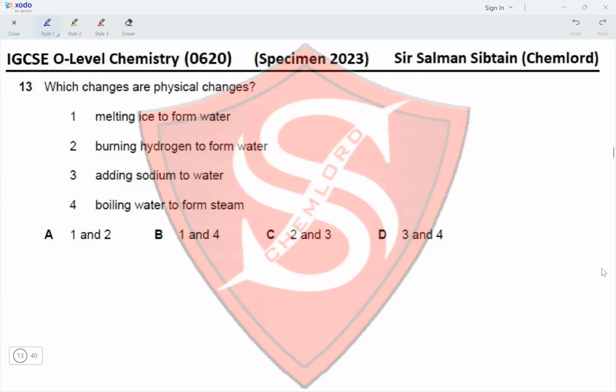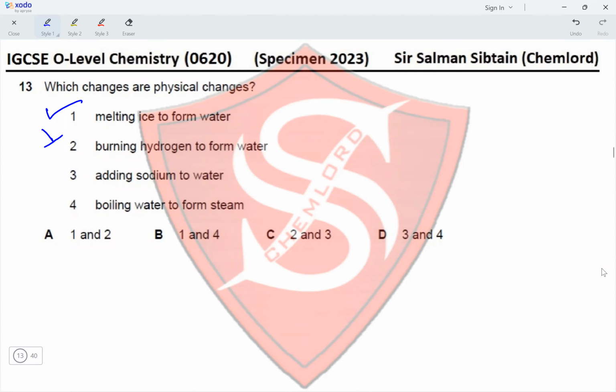Question 13. Which changes are physical changes? Melting ice to form water. Yes, this is a physical change of state from solid to liquid. Burning hydrogen to form water. Burning hydrogen to form water is a chemical change, not a physical change.